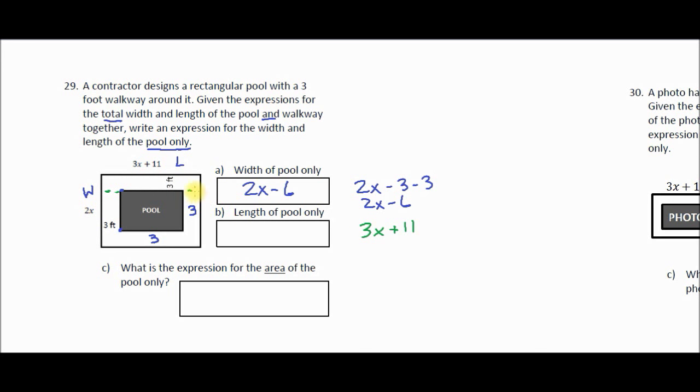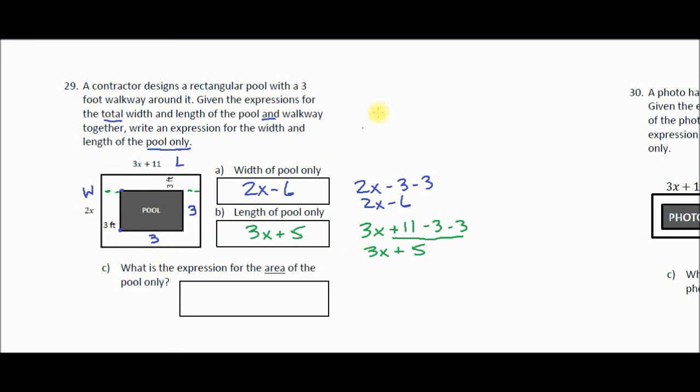So we're going to cut 3 feet off of both sides of the 3x plus 11 to get down to the pool length. So we're going to get rid of 3 feet and get rid of another 3 feet of walkway. We can combine these terms together and we're going to end up with 3x plus, what is that? 11 minus 6 is 5. So we've got 3x plus 5. There are our dimensions of the pool only.